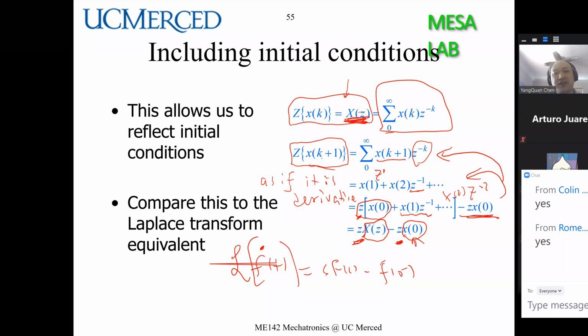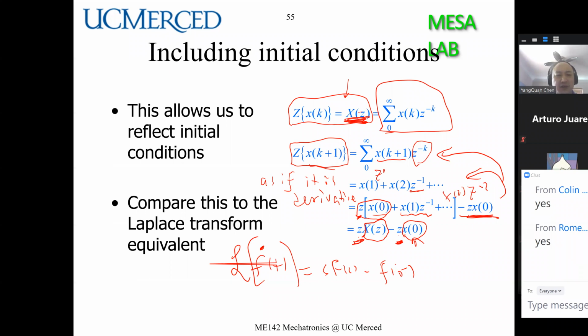But if you do shifting here, x of k plus 1, then you have z to the power of minus k. This is by definition. Then we can write x1, x2, and so on and so forth. Then we are missing x0 here. We just add and subtract, so minus z x0. So it becomes Xz times z minus z x0.